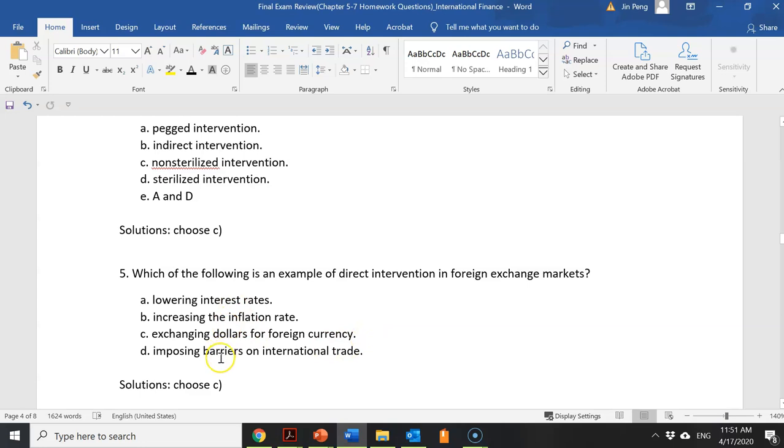A, B, D, the other 3 choices are indirect intervention because the government is trying to lower interest rates, increase the inflation rate, impose barriers on international trade. So the other 3 options are affecting the other factors and indirectly affect the exchange rates. Okay, and the other factors could be interest rate, inflation rate, income, and other government policies, such as trade policies.